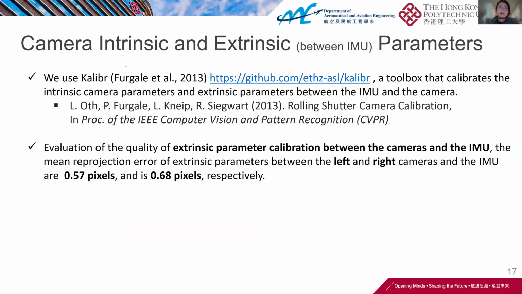And then for the camera, we're using Kalibr. This is an open source code provided by Professor Siegwart from ETH. It's a very popular one. You can come up with the intrinsic camera parameters and the extrinsics to the IMU as well. For the extrinsics of the left camera and the right camera to the IMU, we can get roughly 0.5 pixel, and that's the best we can do for now.